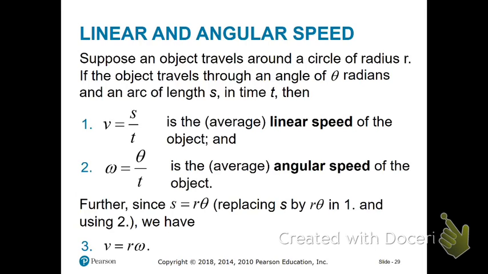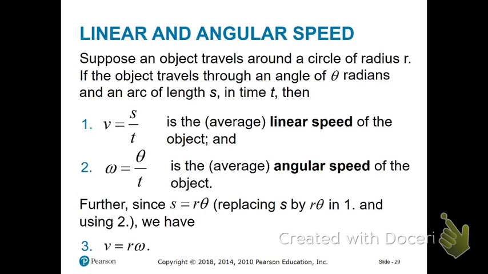Your angular speed, which is represented by that funny looking w, that's called omega. It's a Greek letter, so omega is equal to your angle divided by time. Further though, since we know that s is equal to the radius times theta, we can come up with a formula, which is the number 3 down there at the bottom, that says the linear velocity is equal to the radius times the angular velocity.